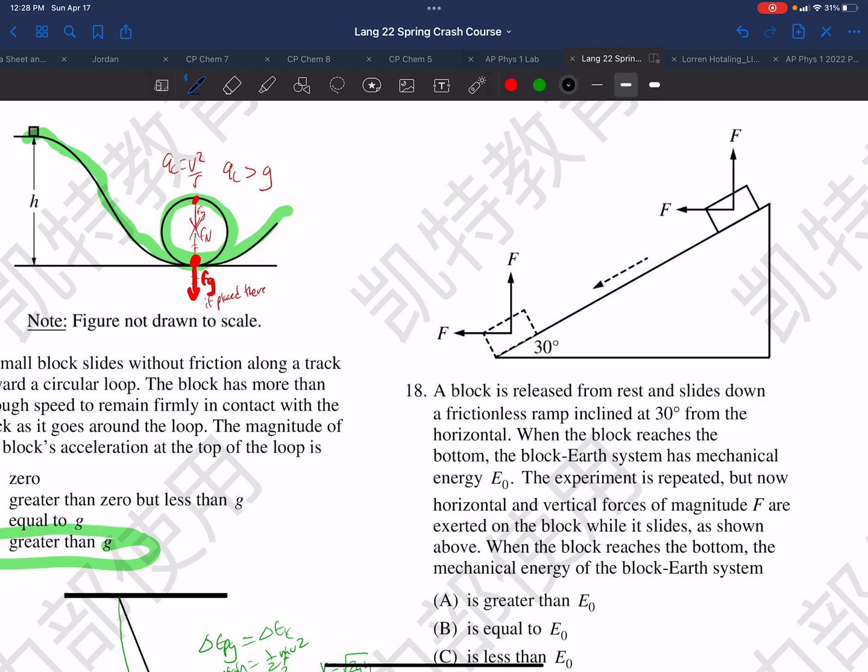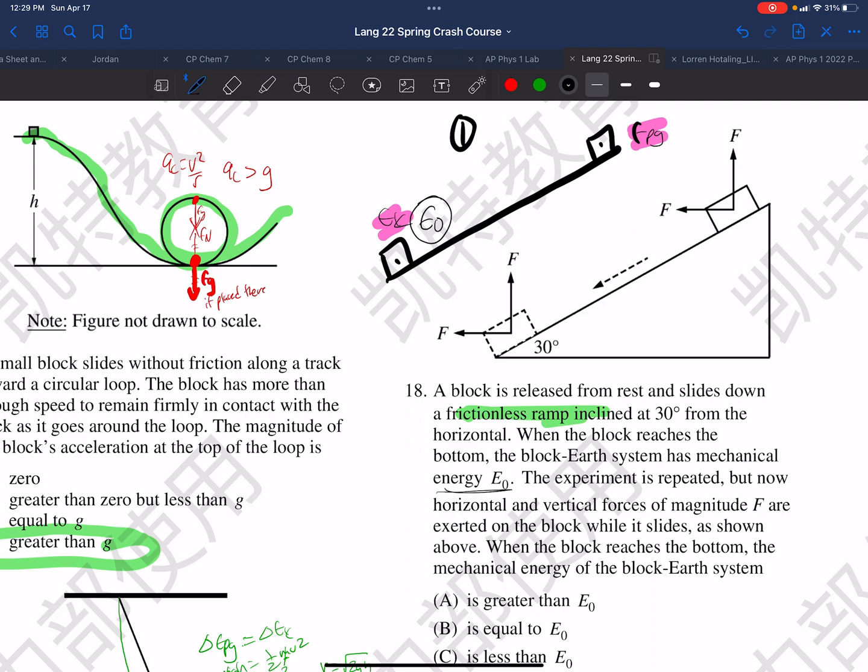This question has two parts to it. There is trial number one, where there's a block at the top, and it moves from the top to the bottom. We have gravitational potential energy at the top, kinetic energy at the bottom. We are told that it's frictionless, so that means no energy would be lost. So then we have the gravitational potential energy at the top being equal to kinetic energy at the bottom, and we are told that that amount has a label E0.